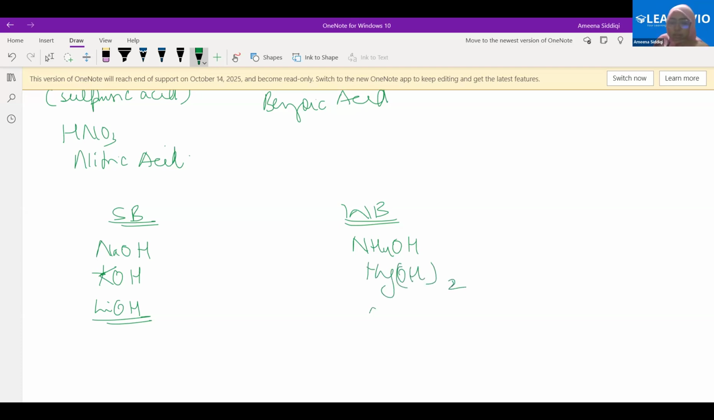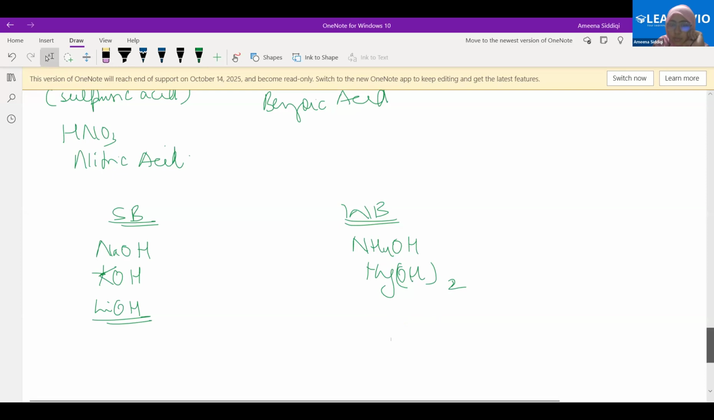Magnesium hydroxide. All the less reactive metals will give you weak bases. Fine. These are three very strongly reactive metals: sodium, potassium, lithium. Therefore, you will get very strong bases for them, right? Weak bases for the less reactive ones. Clear? Any problem here?